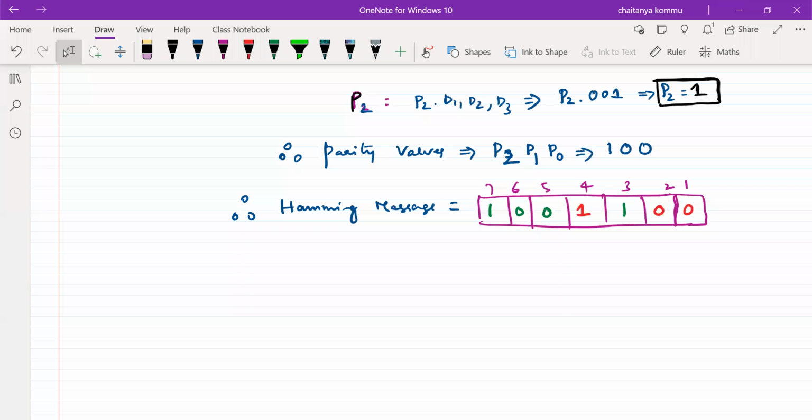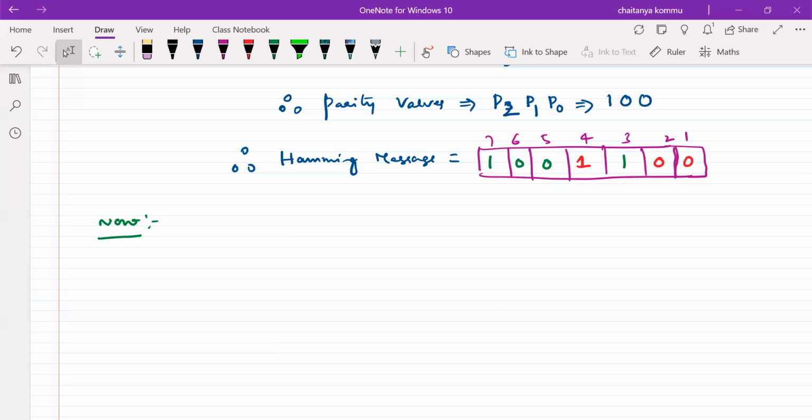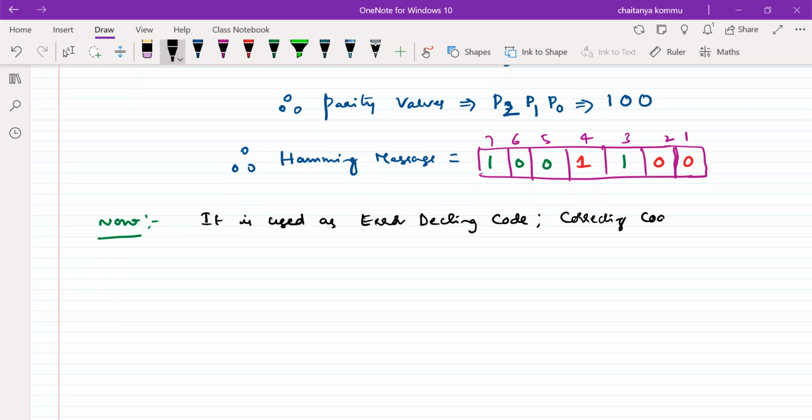Now let us see some crucial points here. As I mentioned, Hamming code is used as an error detecting code. People also say it is an error correcting code. How do we do this?